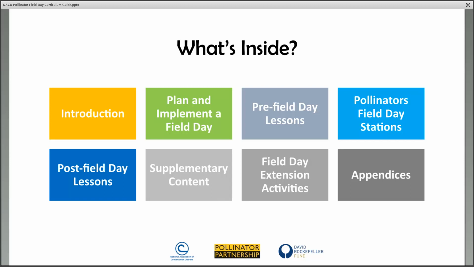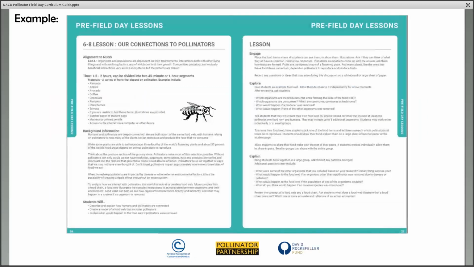Built into each lesson, there is an evaluation and a way to extend that lesson, whether that's going on an additional field trip or you're going to bring in a professional or expert in the field. And there's lots of ways to extend this content. The lessons are really designed to ensure that students are participating, generating questions, and guiding the conversation. So here I want to show you an example of what one of the pre-field day lessons looks like.